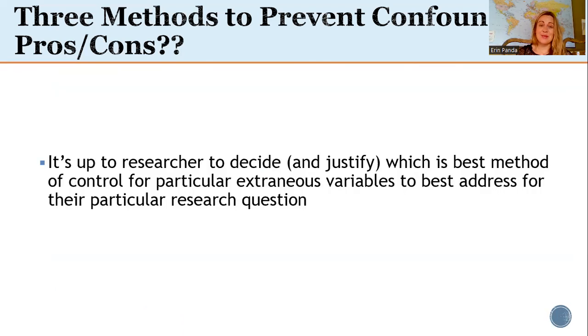So how do you decide which method to use? The answer is it's up to you as the researcher to decide and to justify which is the best method to control for particular extraneous variables in order for you to best address your research question. You can look to previous studies to see what they did and try to decide if that makes sense for your study as well.